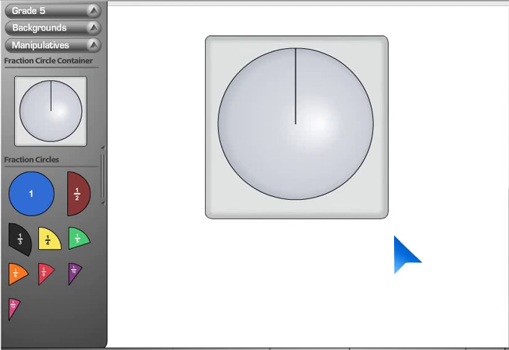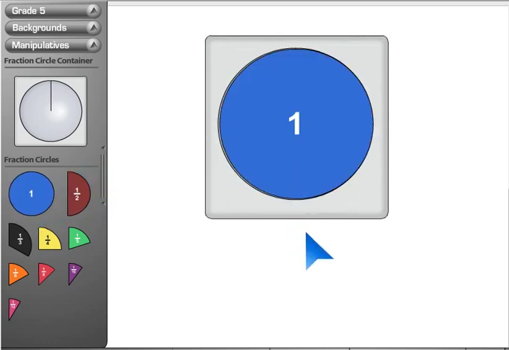In this video, we'll study fractions. Now you see a container for a fraction on your screen, and this circle represents a whole. Now if we put that as one whole, it occupies a full area there. One circle represents a whole.